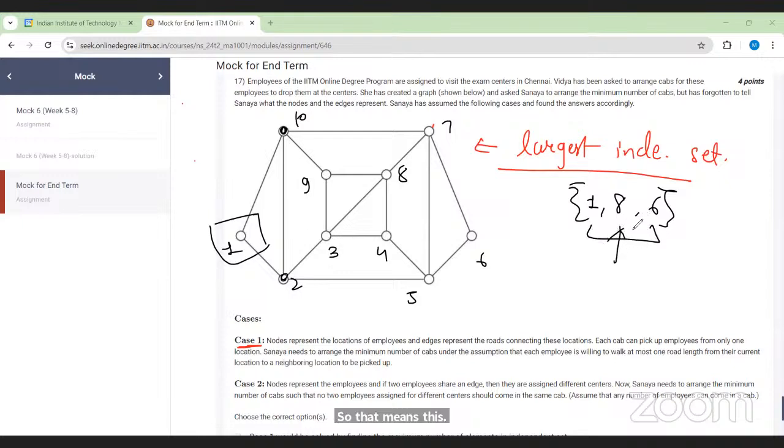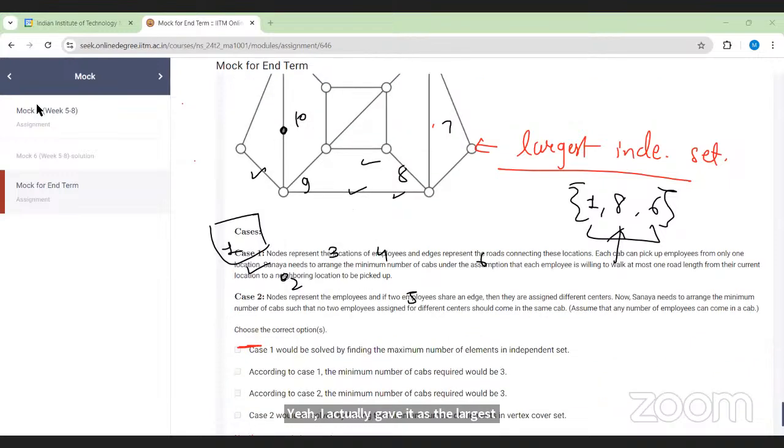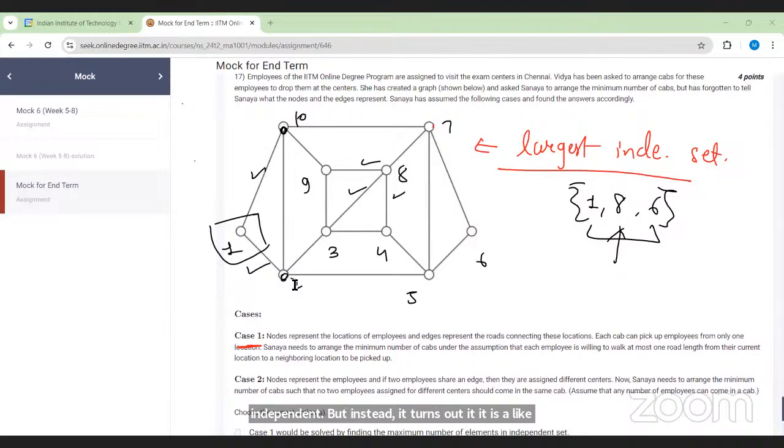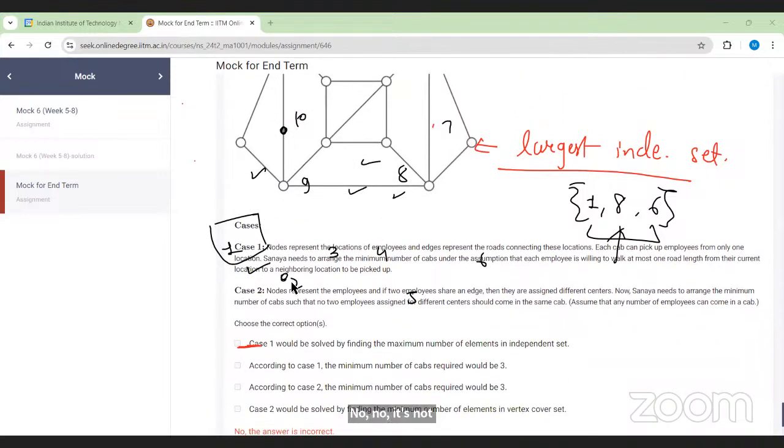Now, you are saying this is a minimum vertex cover, but I cannot say this is a vertex cover. Ma'am, you can also check the options. It is an independent set, ma'am, not a vertex cover. It is not a vertex cover. Ma'am, check the options actually. They said independent set is a wrong option, ma'am. I have the same.